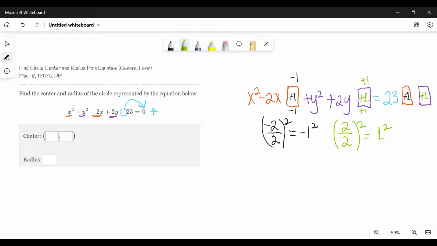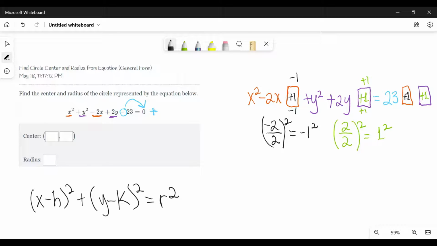Alright, now this is where it starts to get fun. It starts to make sense as to how we're going to get this in center radius form. And just to note that center radius form is x minus h all squared plus y minus k all squared equal to r squared, radius squared. Alright, so right here is just a draft of completing the square.